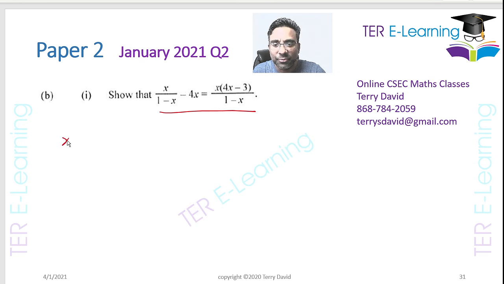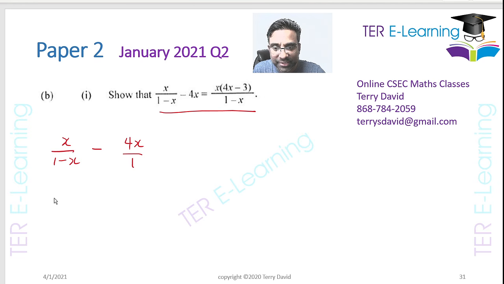So I'm going to start off with x over 1 minus x, and I'm going to subtract 4x, right? Now, whenever you have a question like this, we start with the left-hand side and we want to prove that the left-hand side is equal to the right-hand side. What I will typically do is to write this 4x as 4x over 1, because anything divided by 1, you're not going to change it.